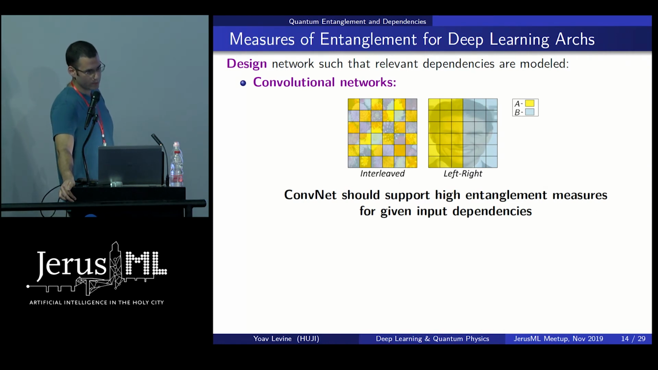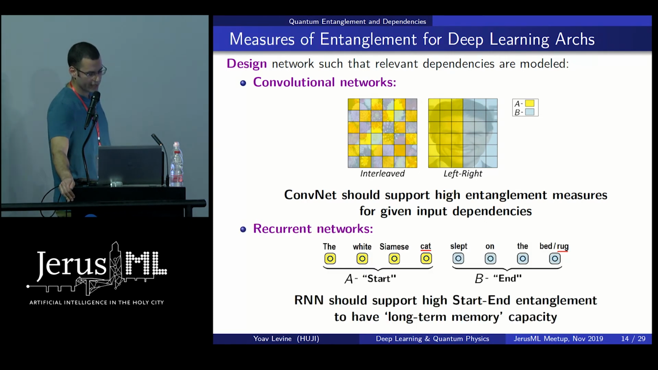So it's advisable that the network models some function that reflects high dependencies between left and right. And now we say that if the corresponding tensor induces low entanglement with respect to this left-right partition, then the hypothesis space is limited. The network cannot model the required functions for this task.